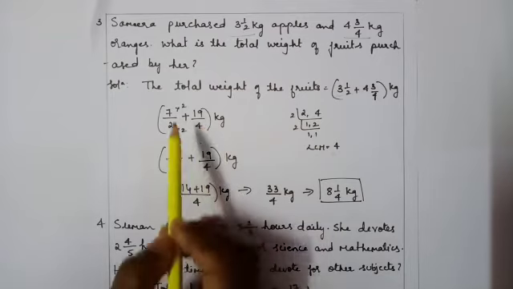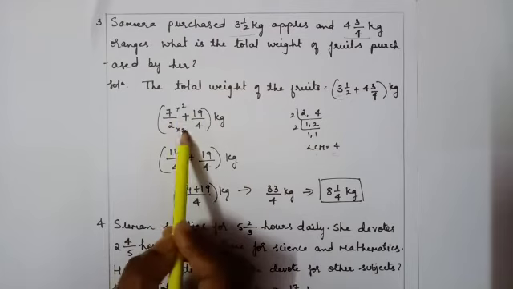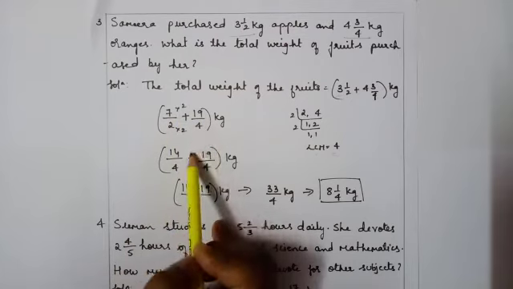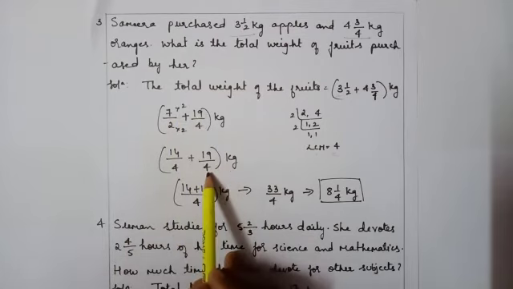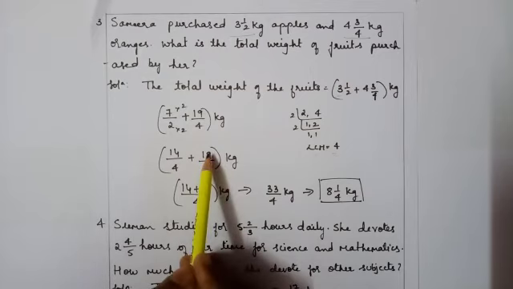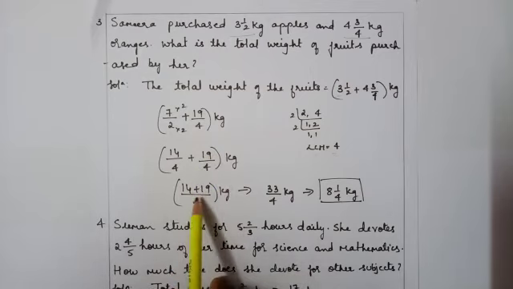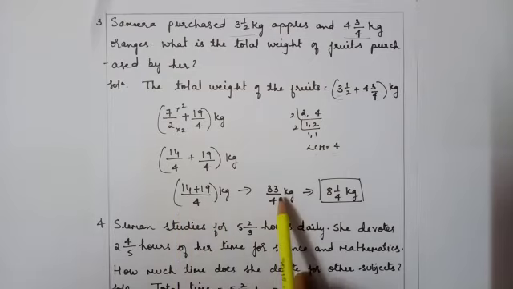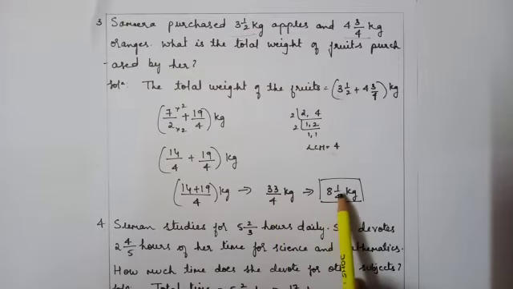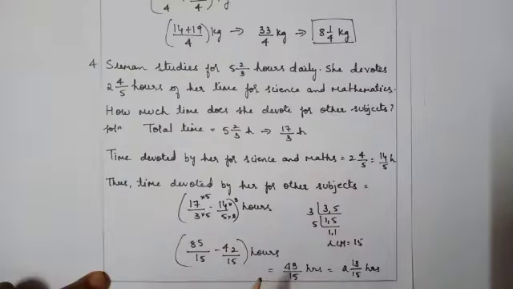So in the next step, 7 2s are 14, 2 2s are 4 plus 19 by 4 directly. When the denominators are same, I am going to add the numerators. 14 plus 19 by 4, that is 33 by 4 kgs. When you convert this improper fraction to mixed fraction, you will get 8 1/4 kgs.